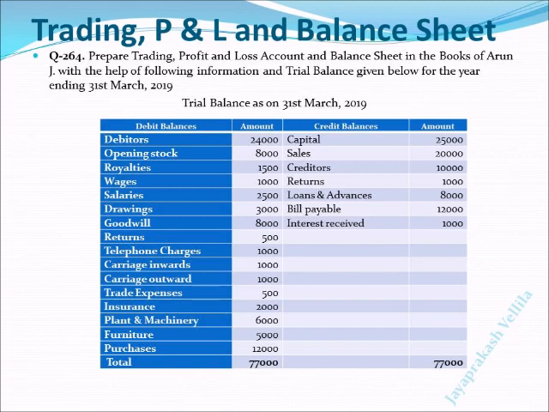On the credit balance side, capital 25,000, sales 20,000, creditors 10,000, returns 1,000, loans and advances 8,000, bills payable 12,000, interest received 1,000. Total is 77,000 on both sides.